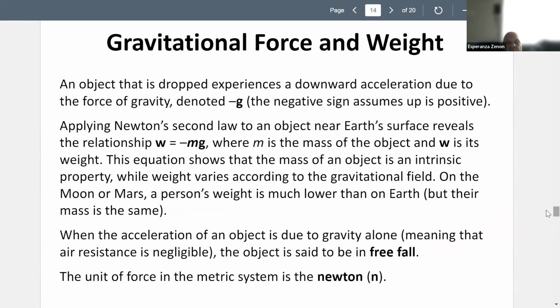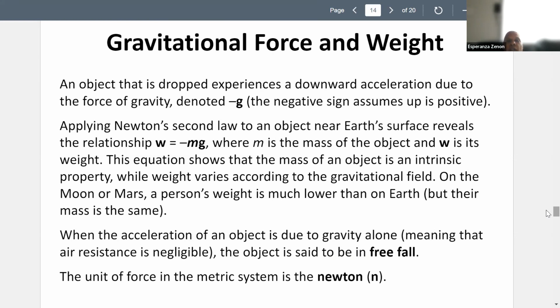Gravitational force and weight. So we've talked about gravity from the perspective of acceleration. We know that gravity produces an acceleration 9.8 meters per second squared down on an object that is in free fall, right? No air resistance. But what we haven't talked about is gravity from the perspective of a force. And for now, we're just going to focus on gravity from the perspective of weight. Weight is an example of a force. It's a type of force.